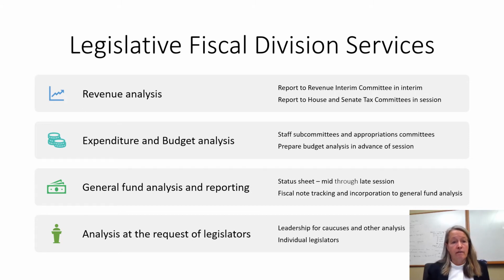So here's our overall set. We do revenue analysis. We'll report to the Revenue Interim Committee during the interim, and we'll report to House and Senate tax during the session on what revenues they might anticipate in the future. Secondly, we do expenditure and budget analysis. We'll staff the subcommittees and appropriation committees, and prior to that, we'll prepare a budget analysis in advance of session so that those committees can get started right away.